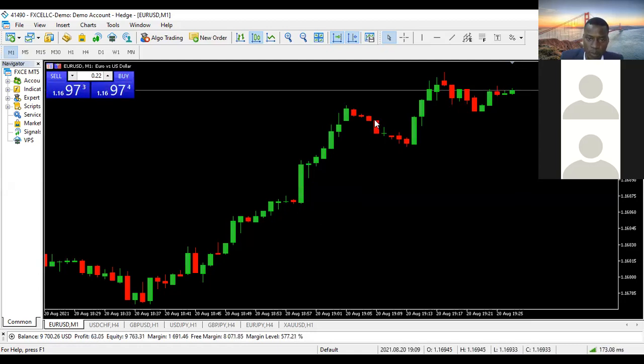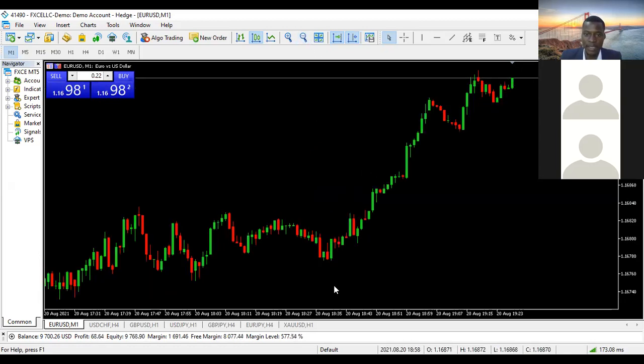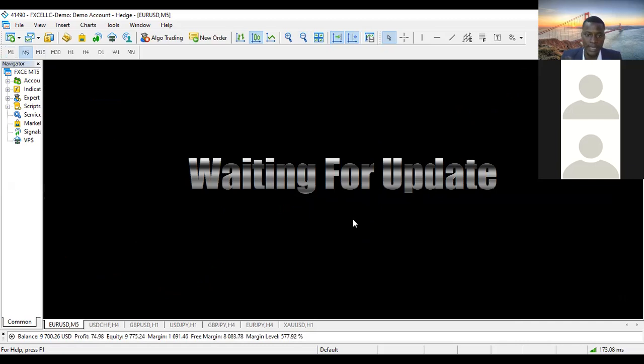Like this red one now, it opens here and closes here. So this is the open price, this is the close price. It becomes a bearish candle. So the words bearish and bullish are used. Okay, so this is a time frame and the market is moving high. This is for the 1 minute time frame. Now, if I change it to this, it's going to update.